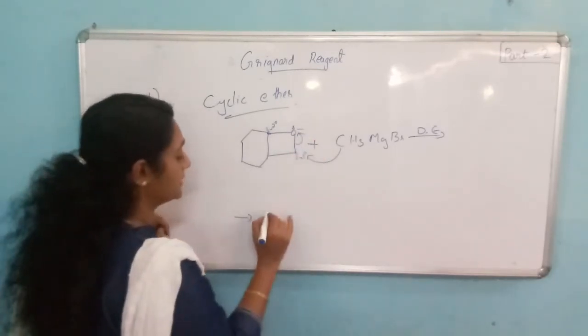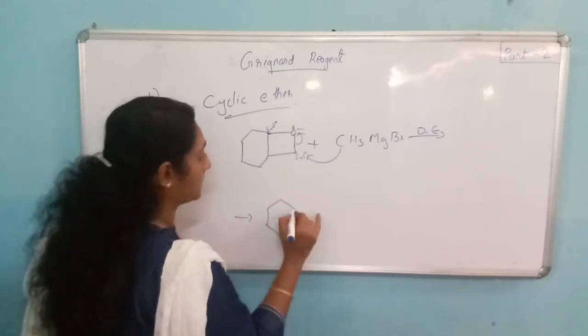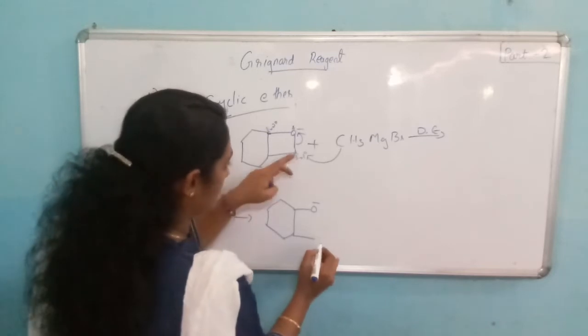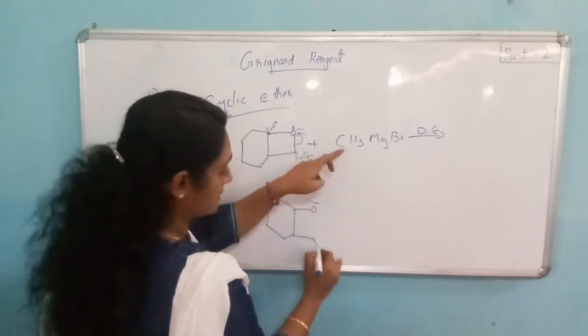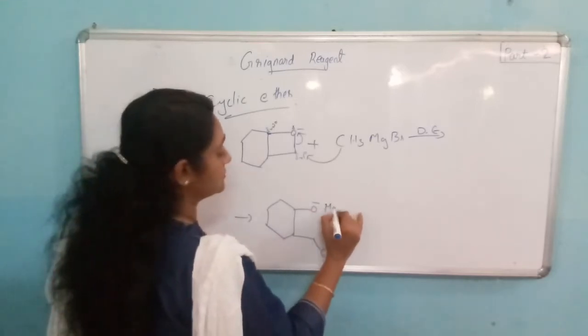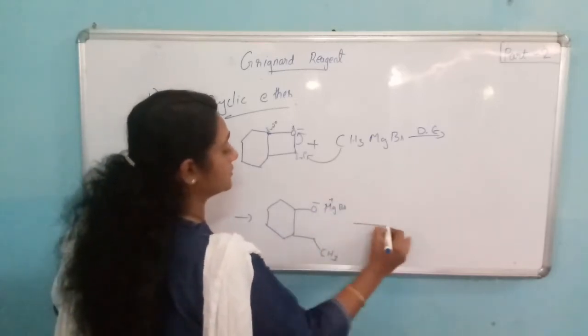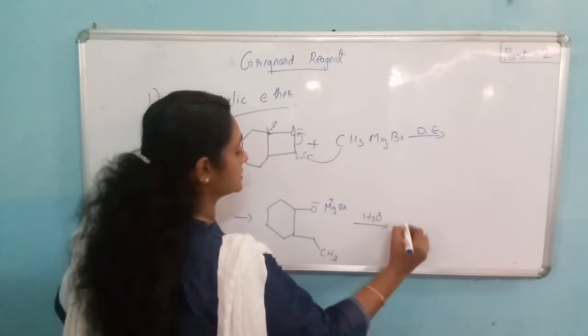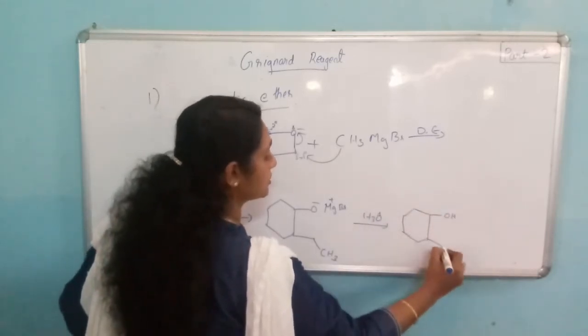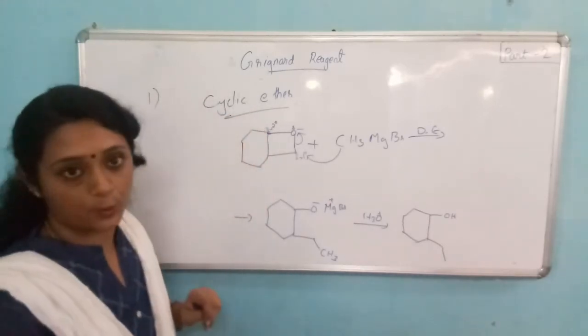Then the product will be O minus, this carbon, CH2 and the CH3. Okay. And MgBr comes here, and on hydrolysis we get OH. This is the product. Okay.